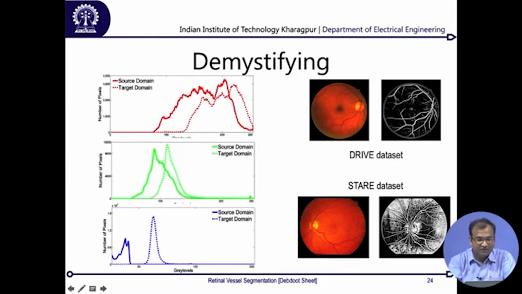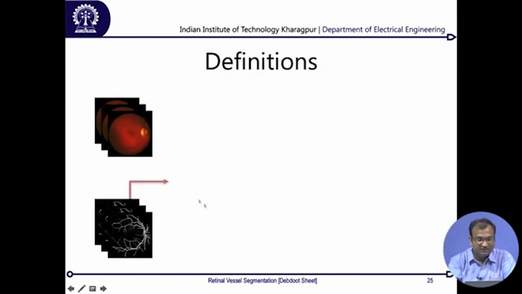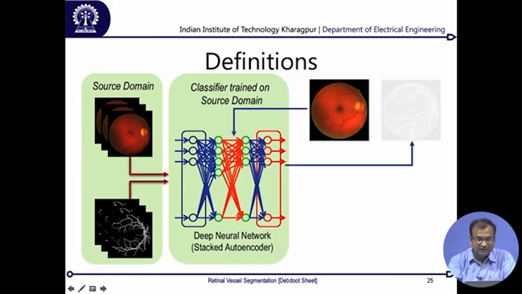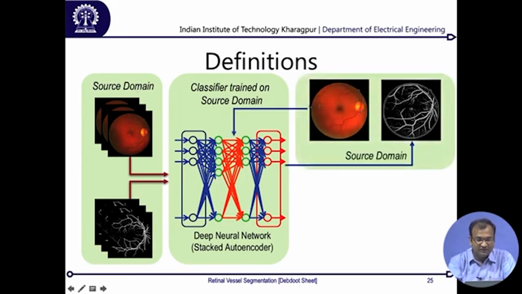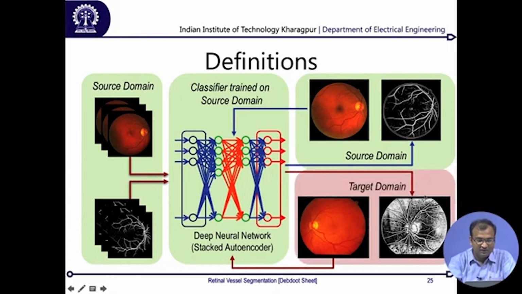So what we can do is something of this sort: say we have these images coming in, this is what is called the source domain, and then we train a classifier on the source domain. Now if we test images from the same domain, then we get a good result. But the moment we take images from a different domain, which is called the target domain, then we do not get good results. So this is what defines a source domain and a target domain.